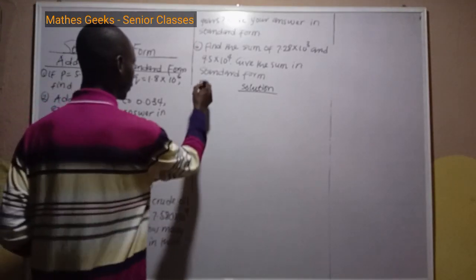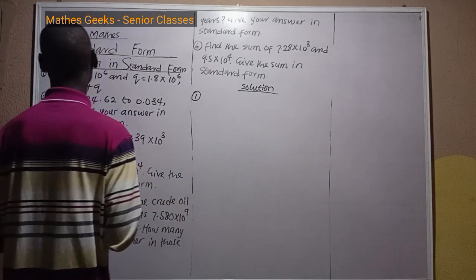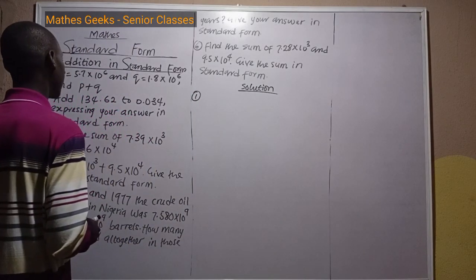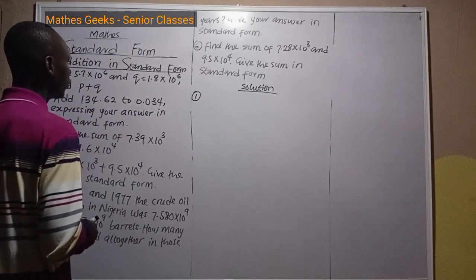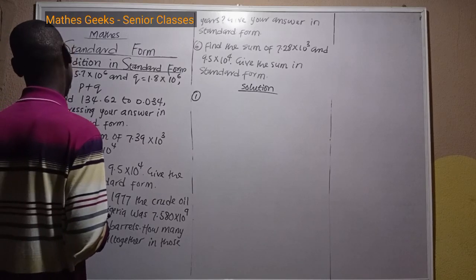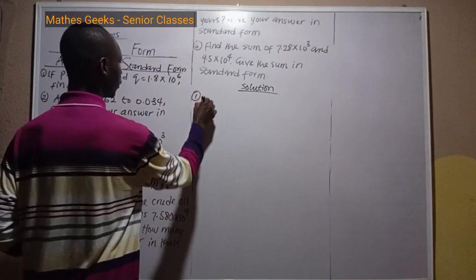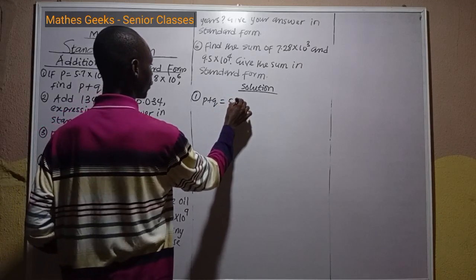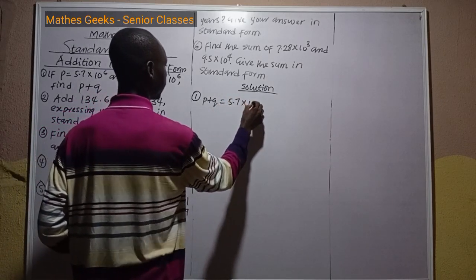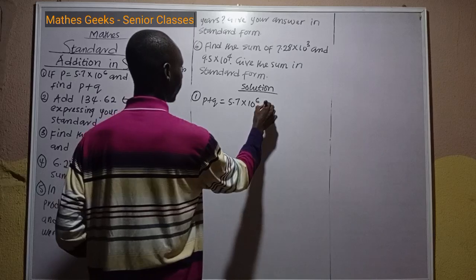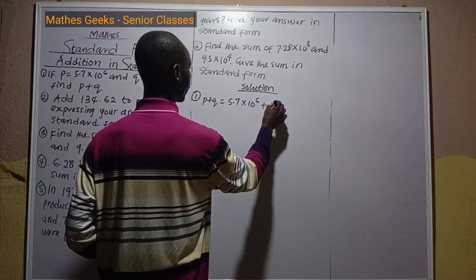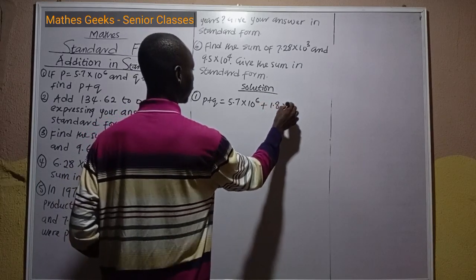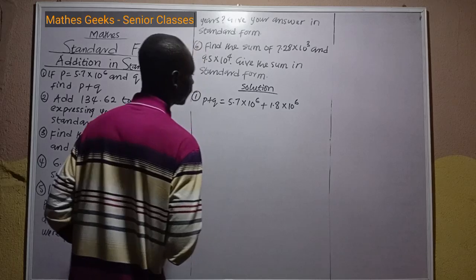Okay, let's proceed. Number 1. If P is equal to 5.7 times 10 raised to 6 and Q is 1.8 times 10 raised to 6, find P plus Q. So P plus Q is equal to 5.7 times 10 raised to the power 6 plus 1.8 times 10 raised to the power 6.